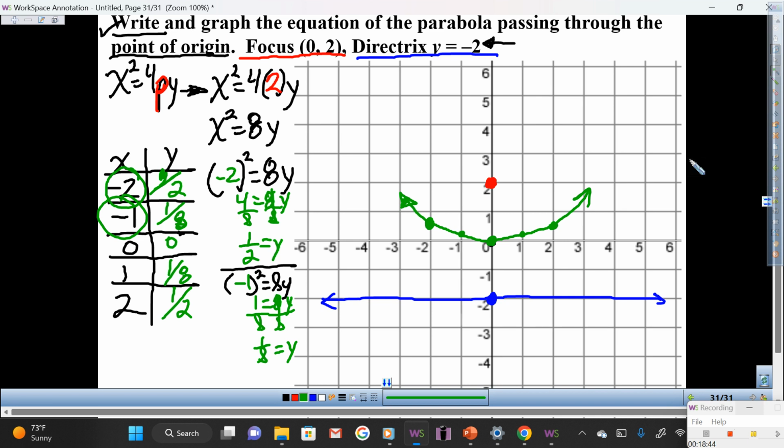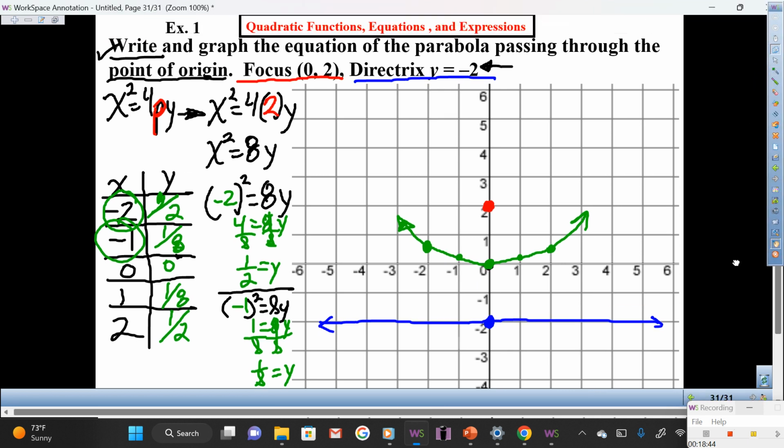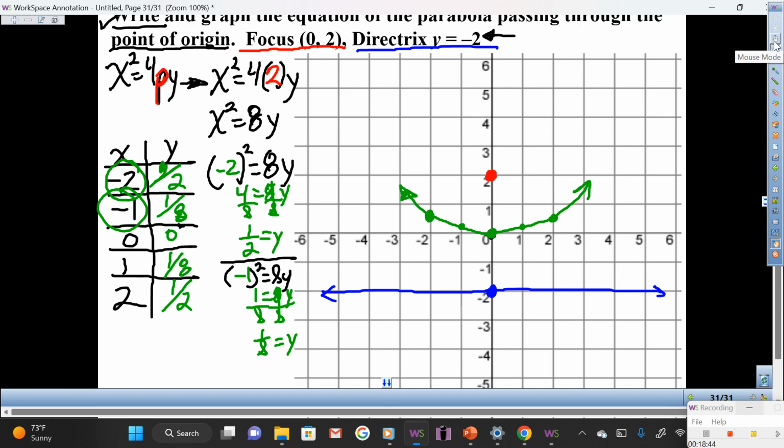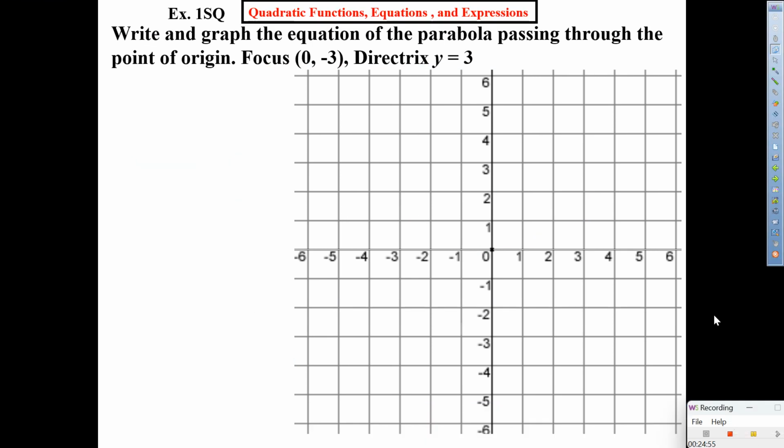All right. How we doing? Good? From 1 to 5, how comfortable with this process? All right. Let's do another one. This was example what? 1. Okay, let's go to the next example. Don't copy the instructions, just copy the focus and the directrix, and create a little coordinate plane on the side. I'll give you a head start to see how you do by yourself. Copy and go.